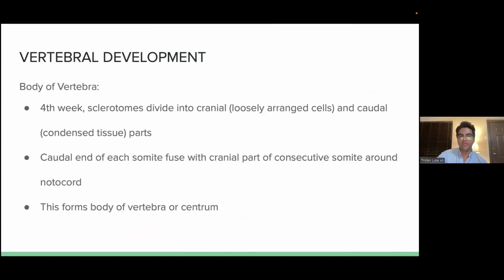Around the 4th week, the sclerotomes divide into cranial, which is loosely arranged cells, and caudal, which is condensed tissue, two distinct layers. The caudal end of each somite fuses with the cranial part of the consecutive somite around the notochord, and this forms the body of the vertebra, or the centrum.